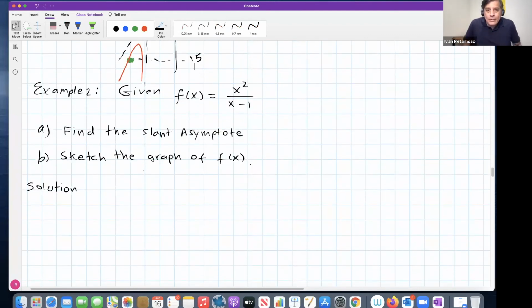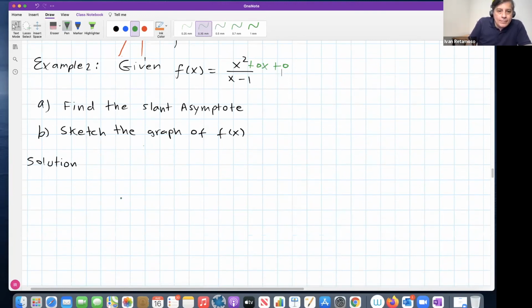Here is another example. I think this is a little bit simpler, but let's do it together so you will have an idea again of how this works. Find the slant asymptote. Again, you have to complete the polynomial here. It doesn't have an x term or a constant term, and then we have to do the long division: x squared plus 0x plus 0 divided by x minus 1.